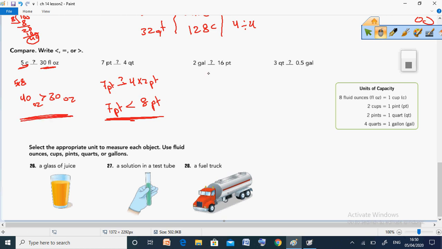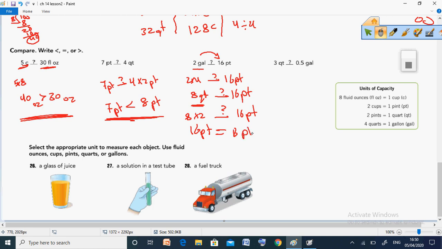And here 2 gallons to 16 pints. I will convert gallon first. Look, we cannot convert gallon to pints direct. We will convert first to quarts. So 2 times 4 is 8 quarts. Again, I have to convert quarts to pints. I will multiply by 2. So 16 pints is equal to 16 pints. Okay, again, you have to keep in your mind, we cannot convert from gallon to pints directly. We have to go step by step from gallon to quarts, then from quarts to pints.